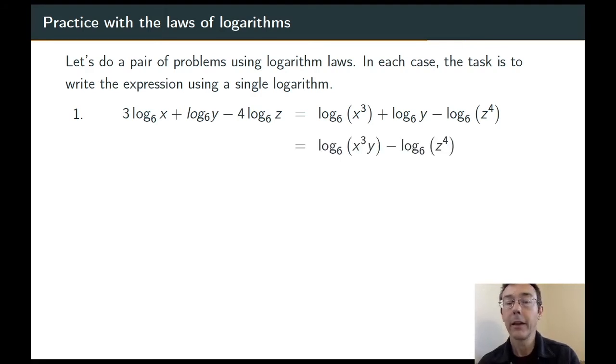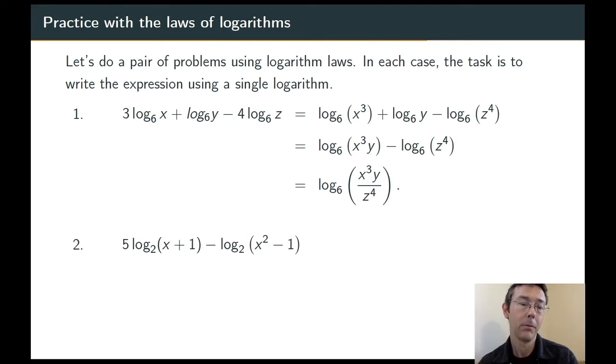Next, I'm going to take those first two logs, a sum of logarithms, and combine them, recognizing that a sum of logarithms is a logarithm of a product. Finally, now I have a difference of logarithms, so it's going to be a logarithm of a quotient. There's my final answer. Problem 2.